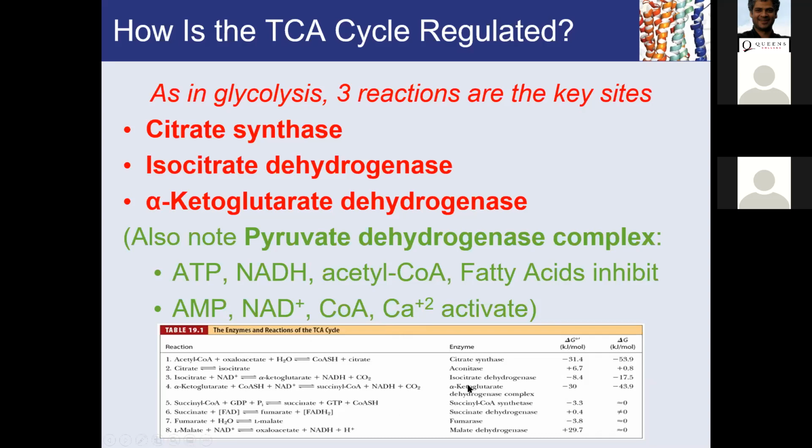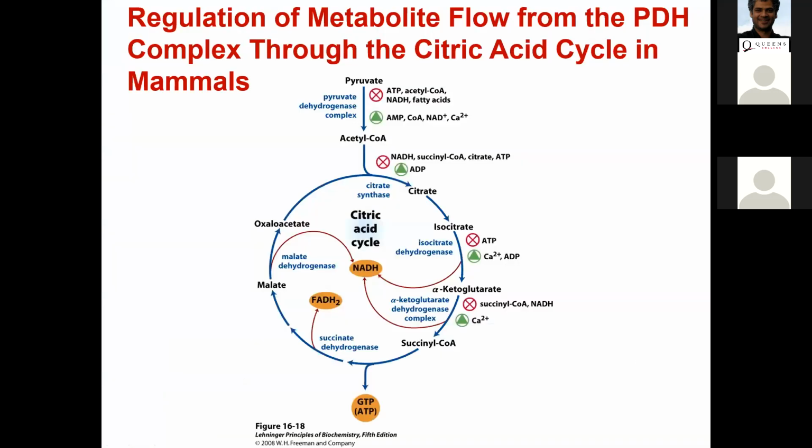I'm just showing you the reaction one more time. And you can see here that reactions 1, 3, and 4 are not reversible under cellular conditions, so it's not surprising that they are sites of regulation, right? And how do metabolites flow from PDH complex through citric acid cycle and how are they regulated? The effect on different enzymes is shown and summarized here. This is not just citric acid cycle; this includes PDH complex.